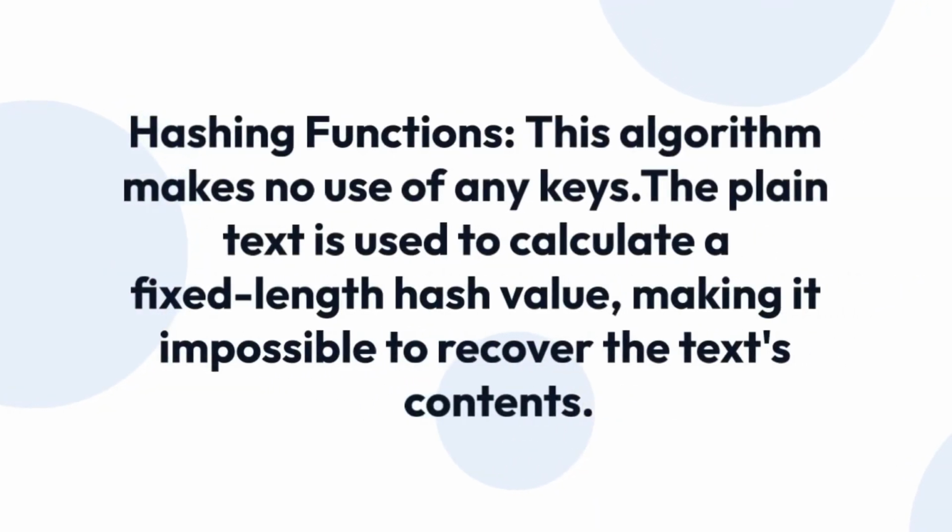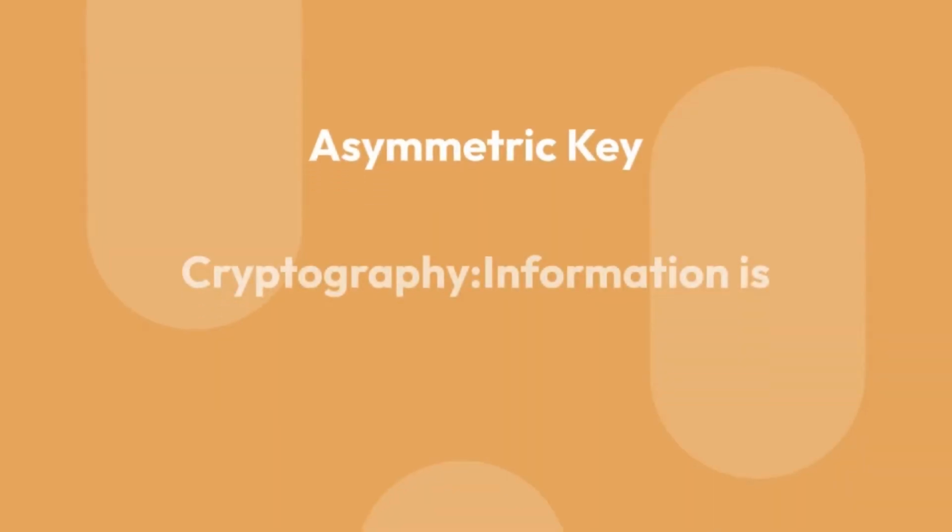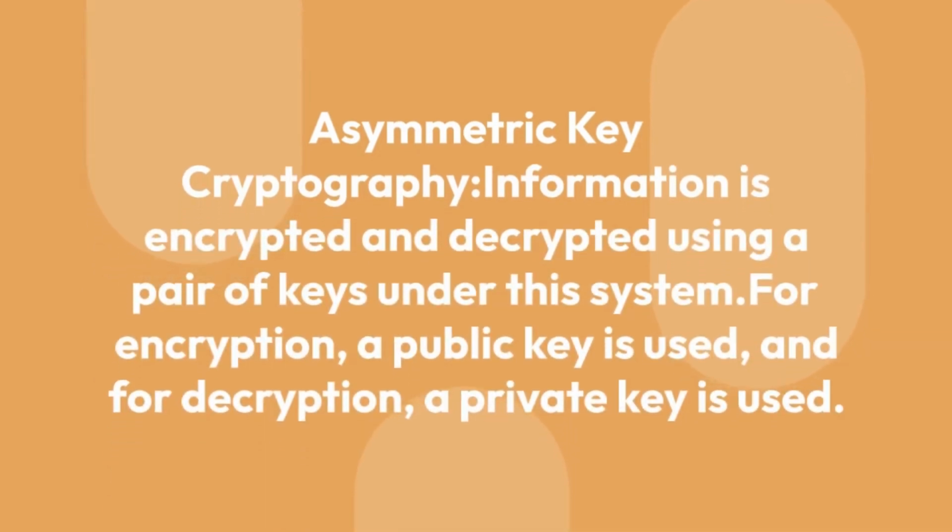Hashing functions: this algorithm makes no use of any keys. The plaintext is used to calculate a fixed-length hash value, making it impossible to recover the text's contents. Asymmetric key cryptography: information is encrypted and decrypted using a pair of keys under the system. For encryption, a public key is used, and for decryption, a private key is used.